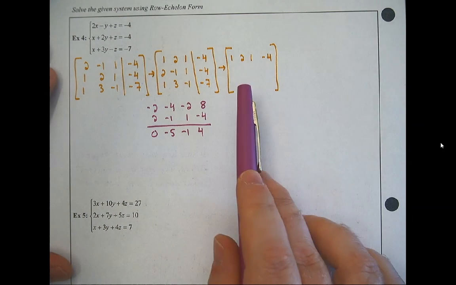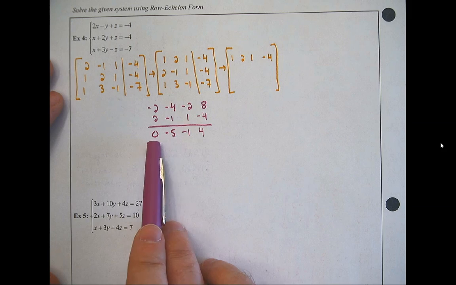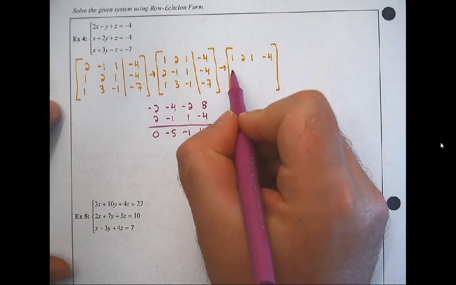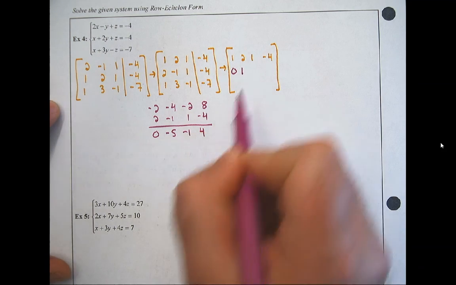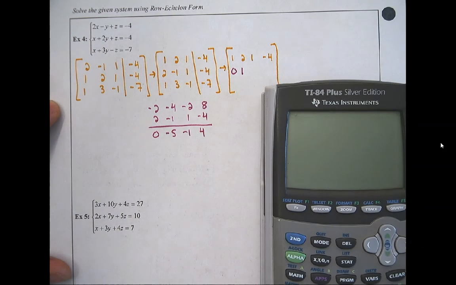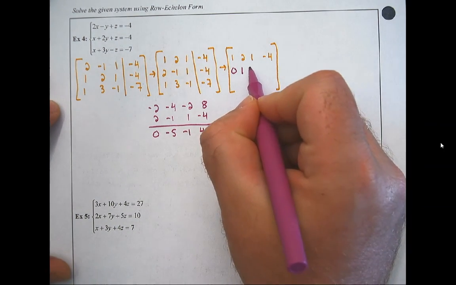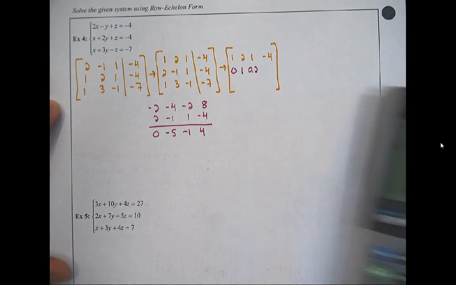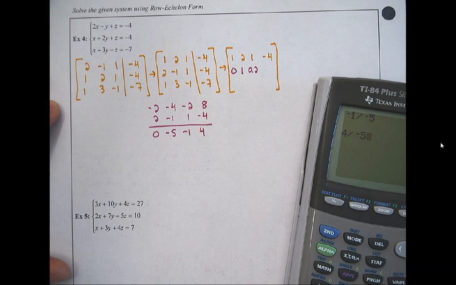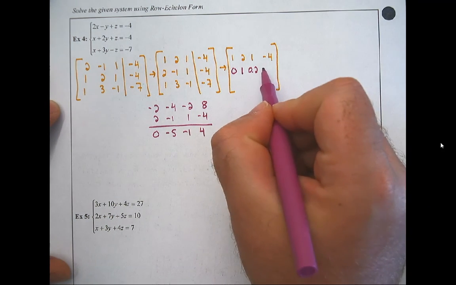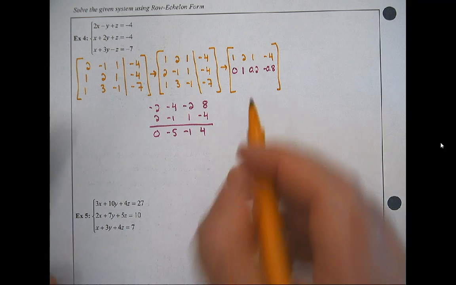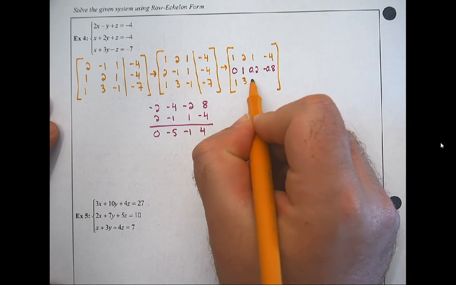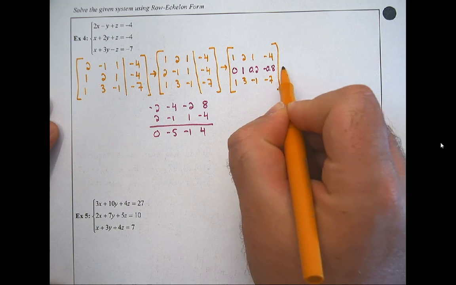So remember, this is supposed to be a 0 and then a 1. So I'm going to divide everything by -5. So that would be 0. -5 divided by -5 is 1. -1 divided by -5 is 0.2. 4 divided by -5 is -0.8. I didn't mess with the last row: 1, 3, -1, -7.